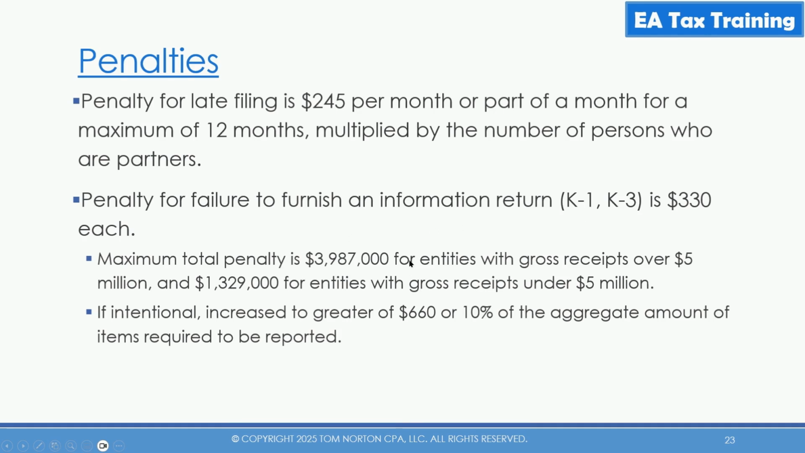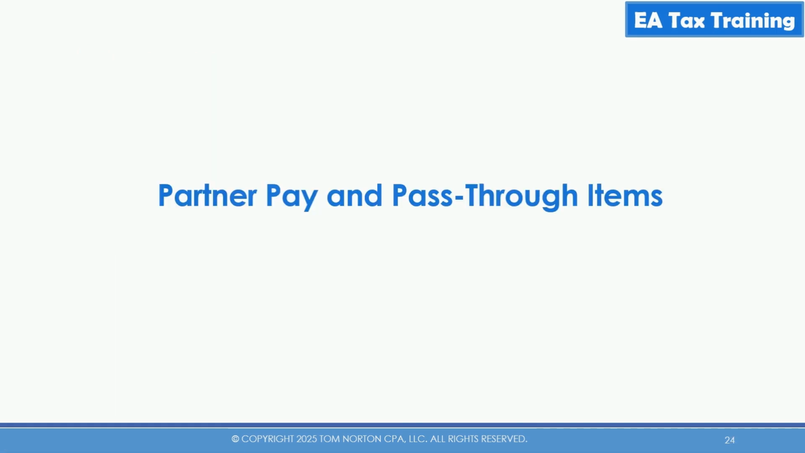And you can see the maximums here. Those are big numbers, but for very large partnerships, they might approach those numbers. So the IRS is not fooling around here. They want you to be filing these returns and sending out the K1s.